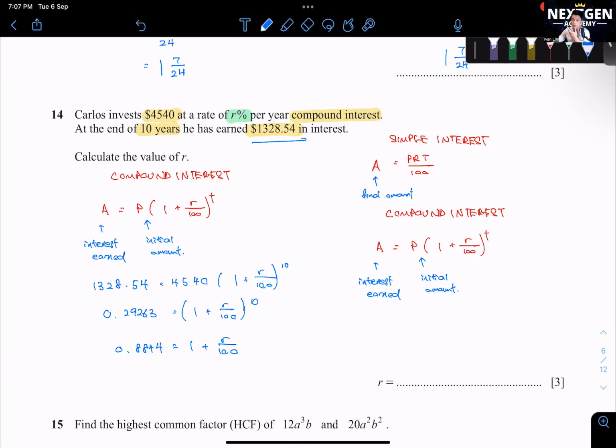Wait, sorry. My bad already. Let me see what went wrong here. 1328.54. Okay, sorry. We need to add the original amount.